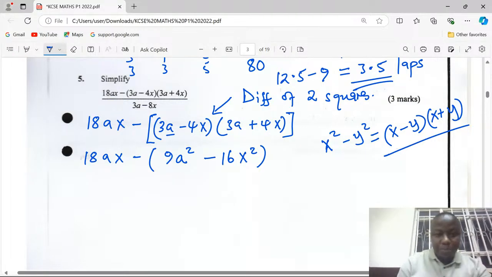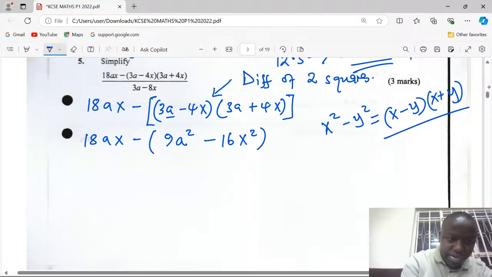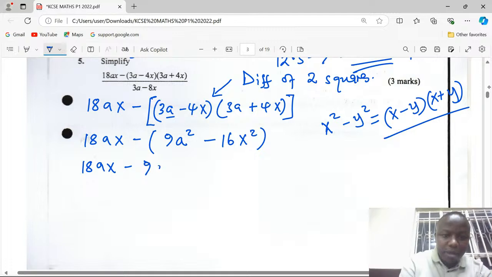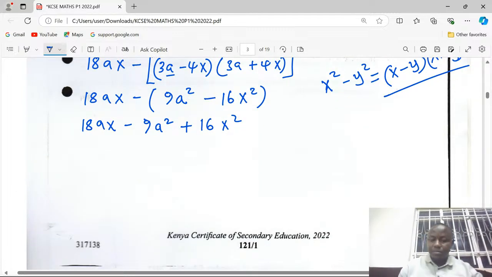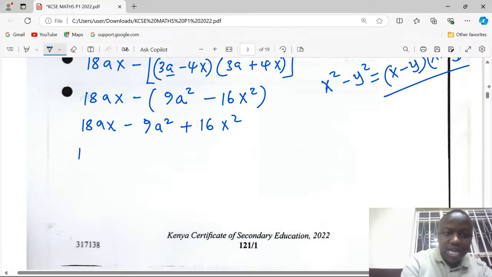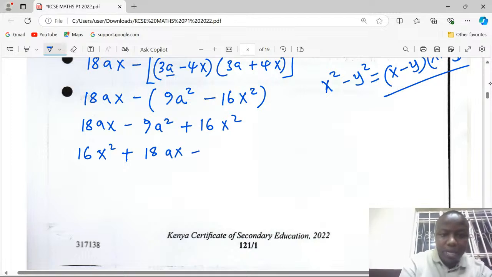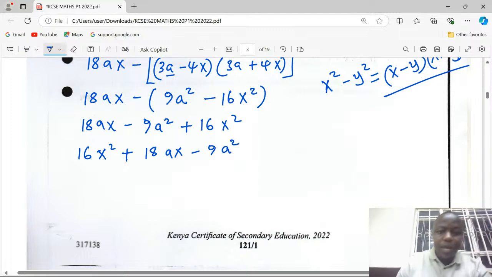At this point, we can again deal with the second bracket, whereby we will have 18ax minus 9a squared plus 16x squared. Let me begin with the squared term: 16x squared plus 18ax minus 9a squared. This is now what we are having.